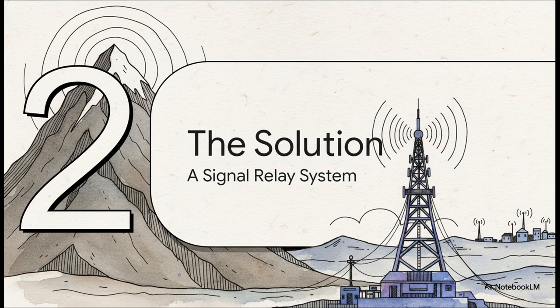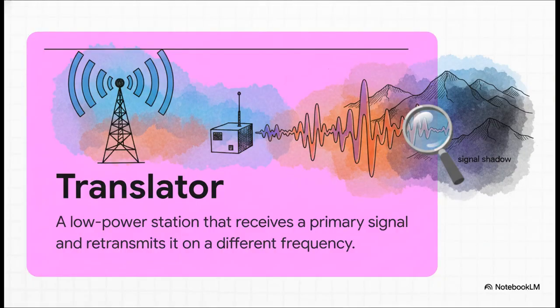Okay, so if you can't just bend the signal around the obstacle, what are you going to do? Well, you build a relay. And broadcasters have a very specific piece of tech designed to solve this exact problem. It's called a translator. And honestly, the best way to think of it is like a Wi-Fi range extender, but for radio. It's a small, low-power station that picks up the main station's signal and then rebroadcasts it on a totally different frequency, specifically to fill in one of those signal shadows.